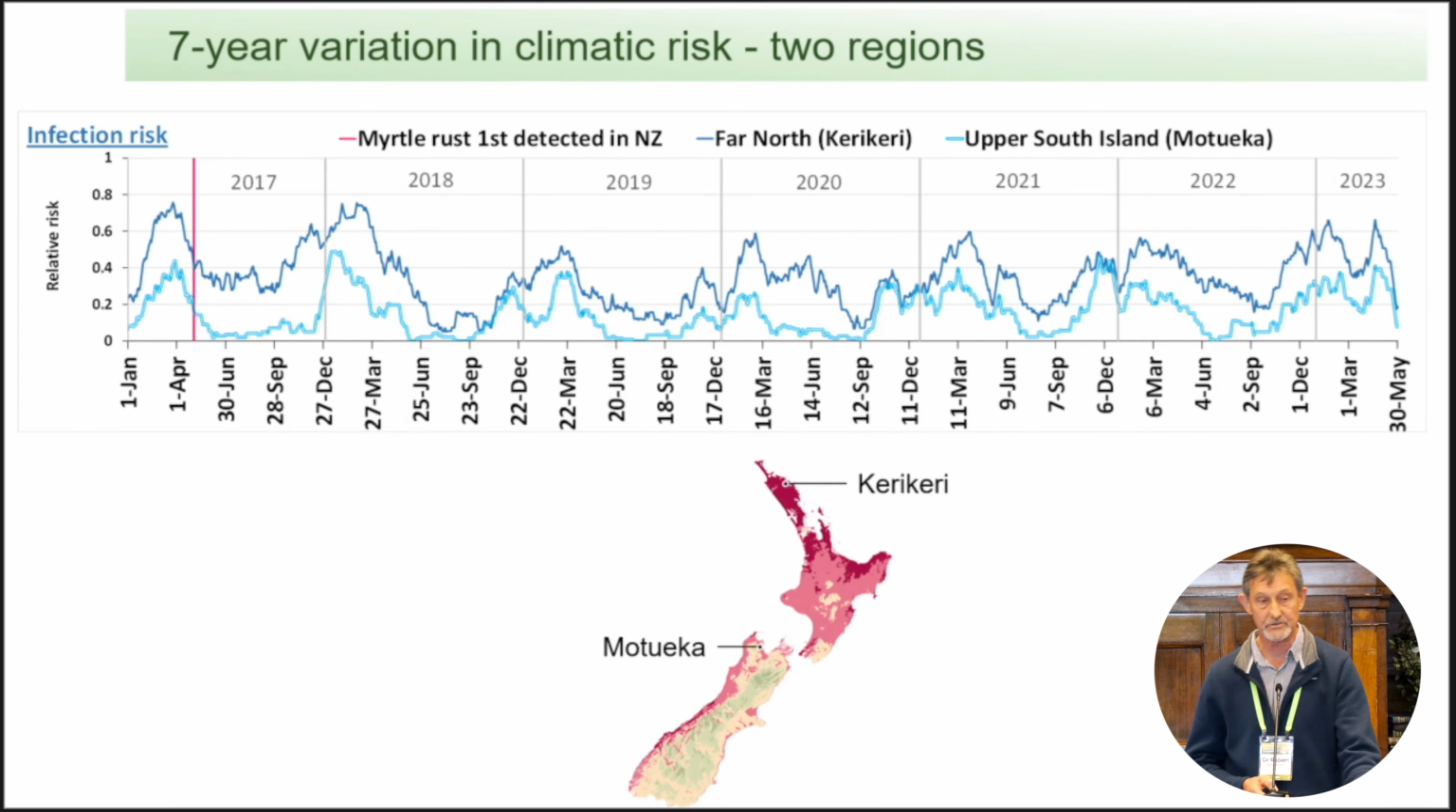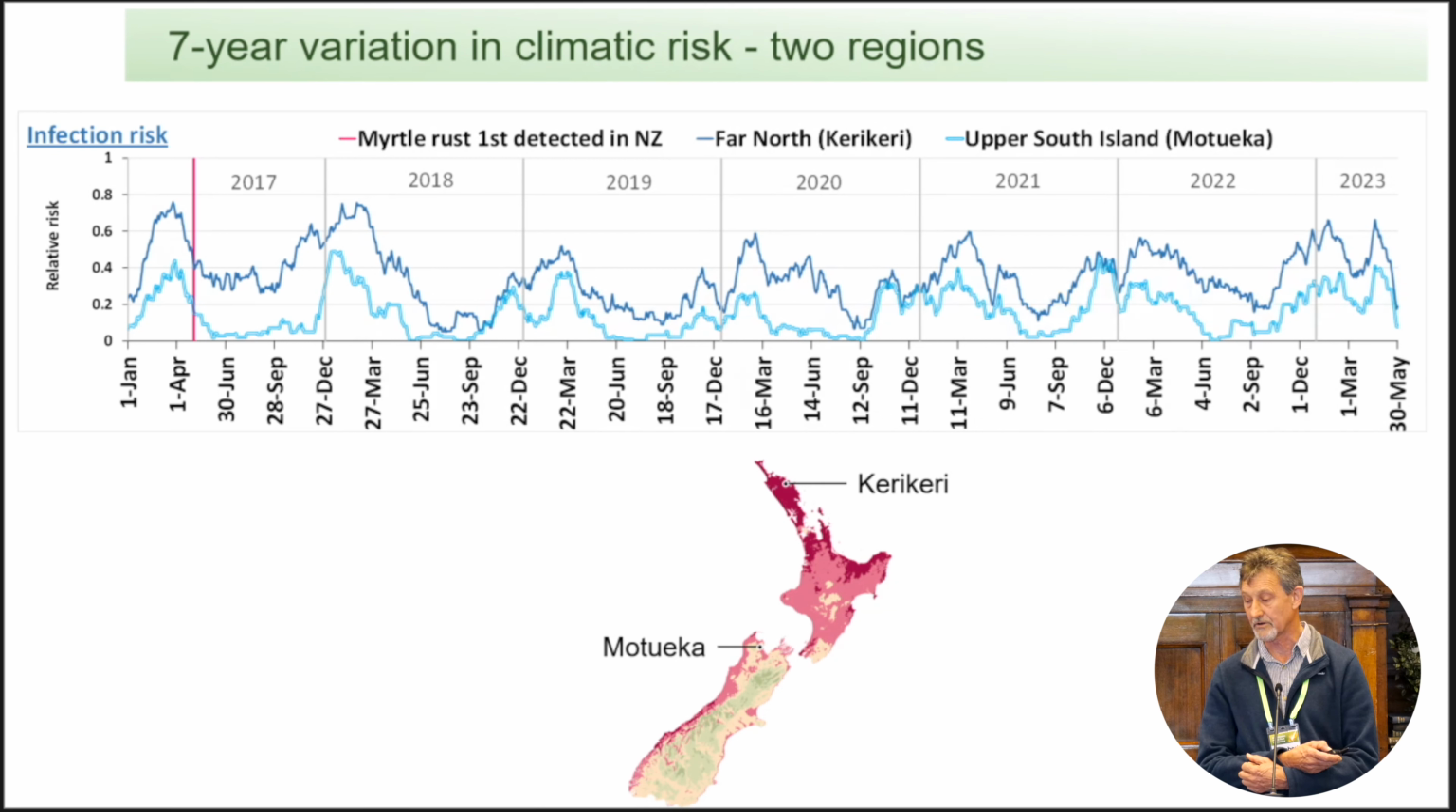Looking at variation in risk over time, this is the infection risk on this particular graph for two sites in New Zealand, one in the far north at Kerikeri and one in the upper South Island at Motueka. You can see that most of the time the infection risk is a good deal higher in the Upper North Island, although at Motueka there are some occasions in summer, particularly early summer, when it can be as high as in the north.